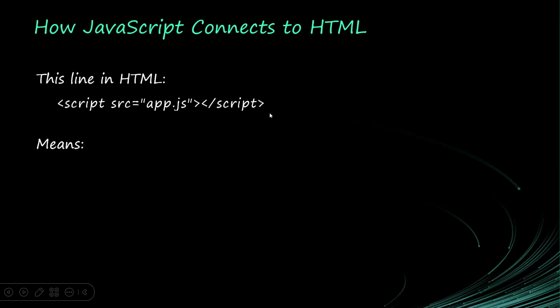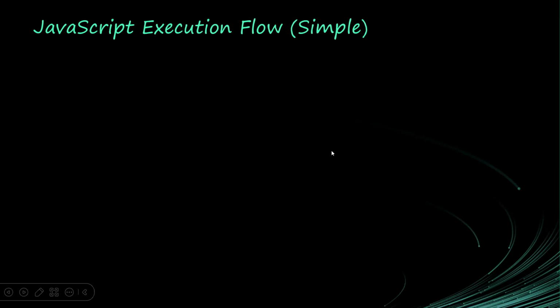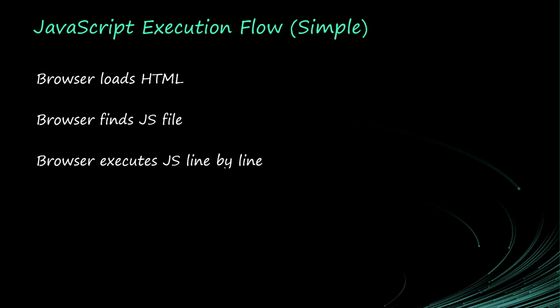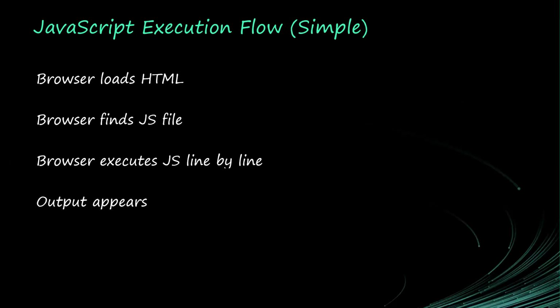Now this is how JavaScript connects to HTML. The script line we have is the line that will connect your JavaScript to your HTML. This will load and run the JavaScript after the page loads. Without this line of code in your HTML, your JavaScript will not run in the browser. The browser loads the HTML, then after loading the HTML, it will find the JavaScript file that you embedded in your HTML. The browser will execute the JavaScript line by line. Then the output will appear.